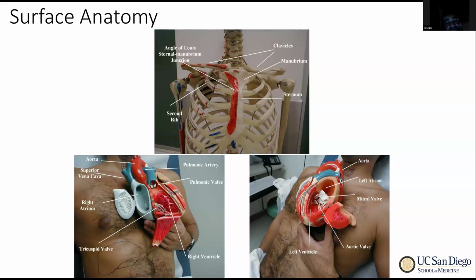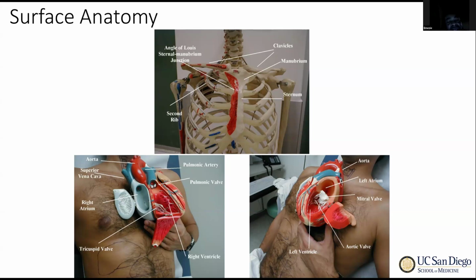So if we look at that heart now, putting the heart in the chest, we see where the pulmonic valve is. The pulmonic valve is at the second intercostal space on the left side, at the left sternal border. So we say this valve is located at the second intercostal space, left sternal border. That is what we're having there. So that is why we're going to put our stethoscope here to listen for the pulmonic sound. Second intercostal space, left sternal border.